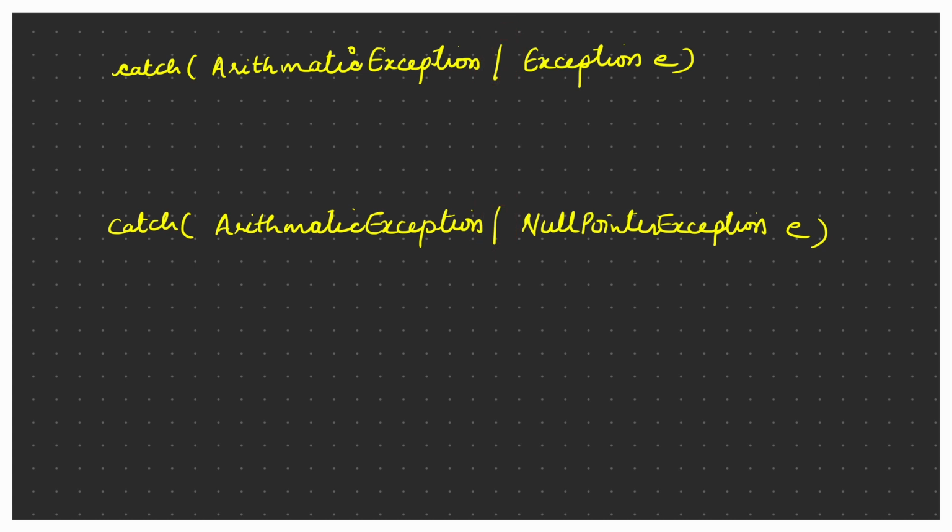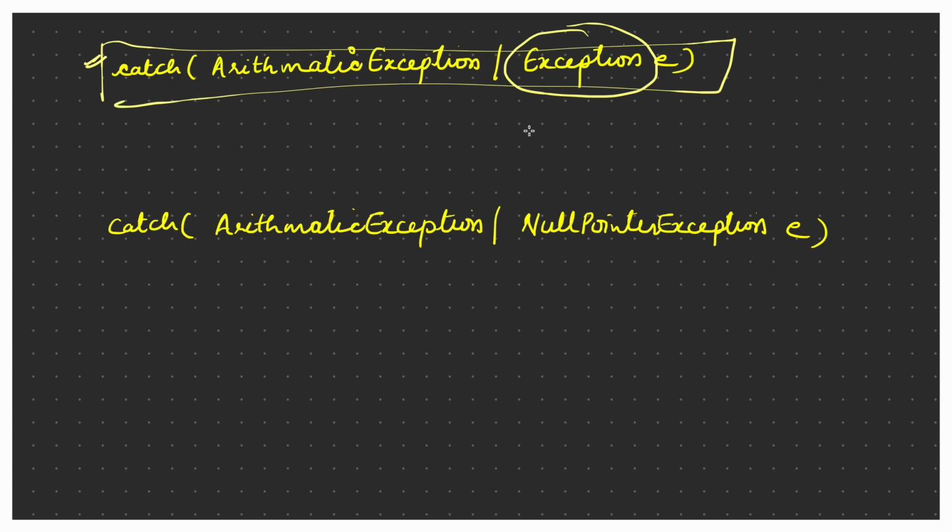Now what is the difference? Why have I written these 2 statements? The first statement has arithmetic exception as well as the exception class, which is the parent class of all the exceptions, right? We have arithmetic exception and we have null pointer exception. So if you see, this statement will always get executed, whether it's a null pointer exception, number format exception, or arithmetic exception, because there is Exception in this catch block. That means this will always be true, and hence it will throw a compilation error.